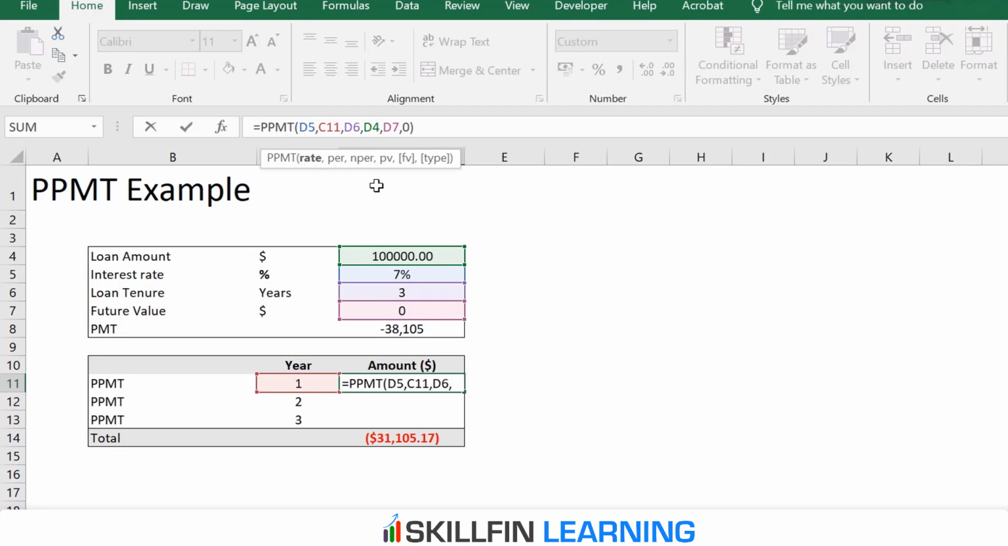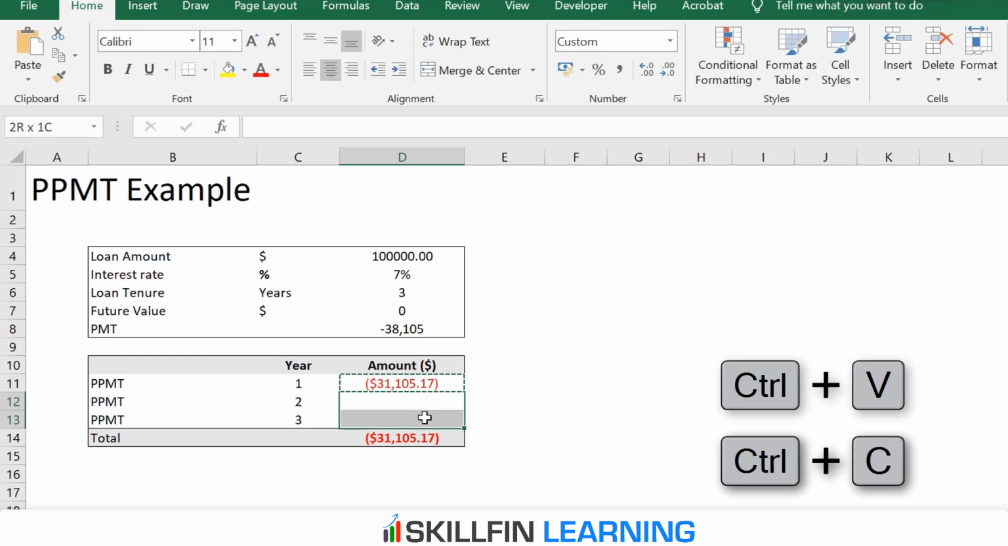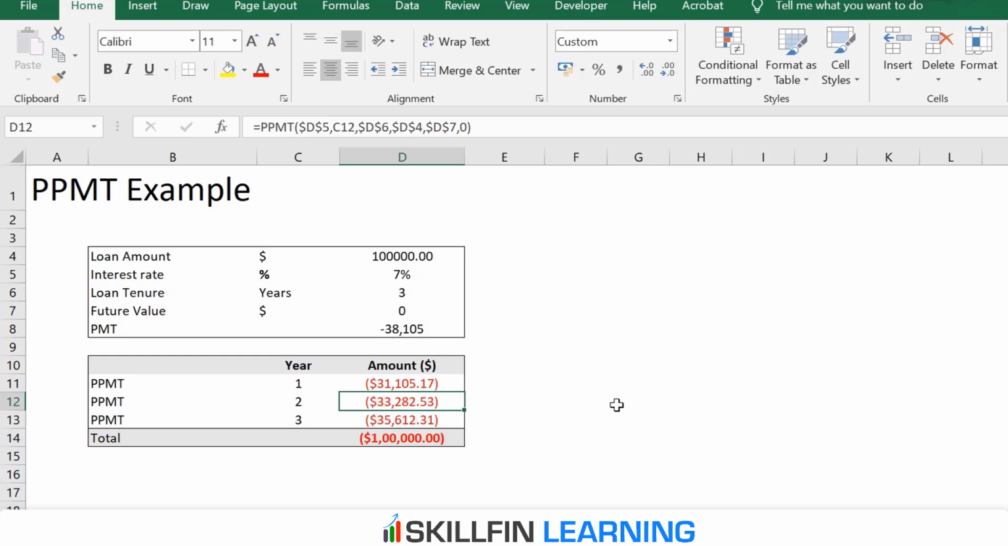So we'll fix this formula by pressing F4. C11 will change because if we want to calculate for year 2 and 3, it has to move to those cells. And the remaining D6, D4 and D7 we can lock by pressing F4. Enter. Now we copy this formula by pressing Ctrl C and then paste it by pressing Ctrl V. So we have calculated the principal repayment in year 2 and 3.